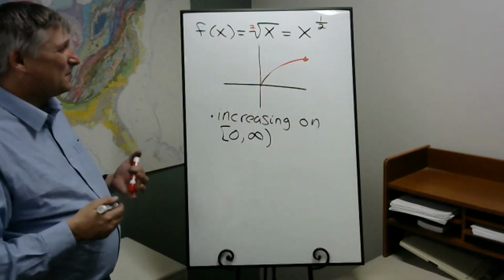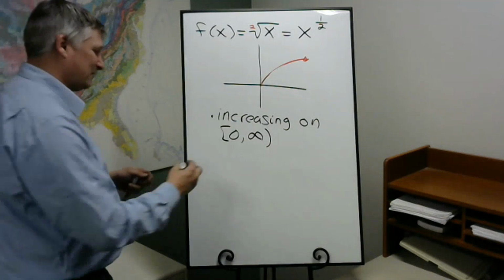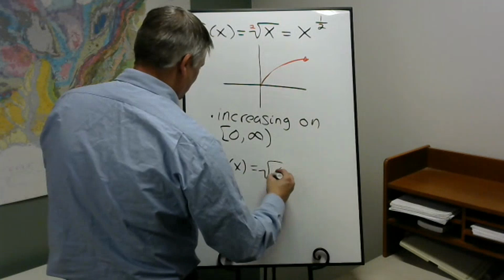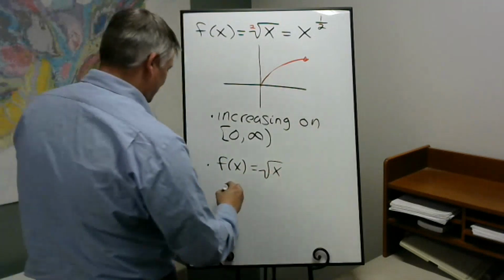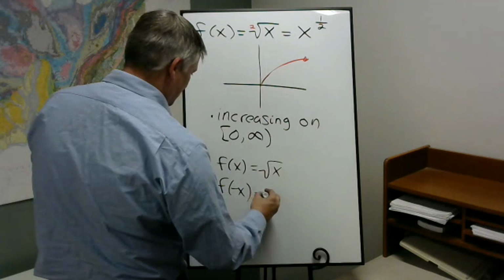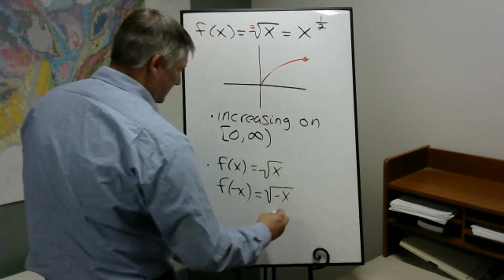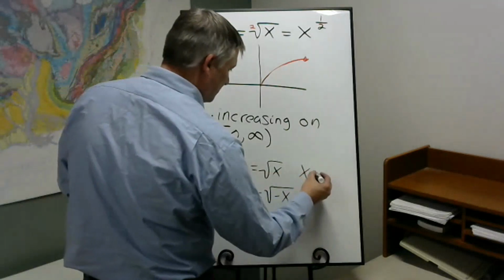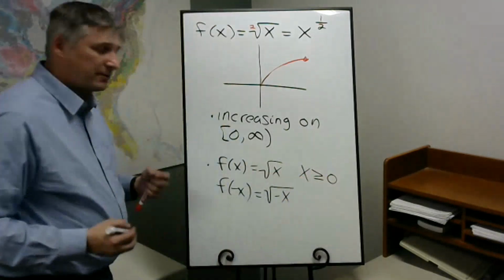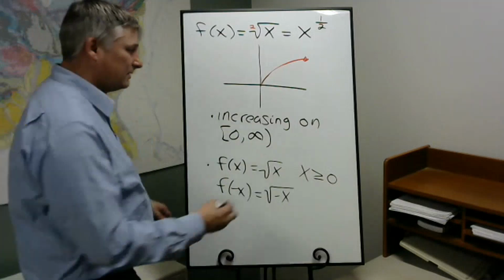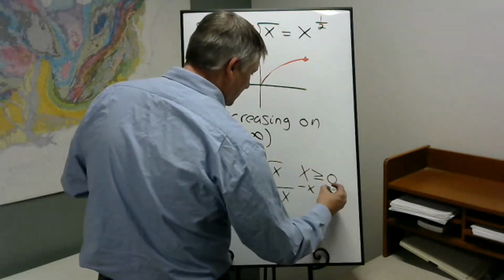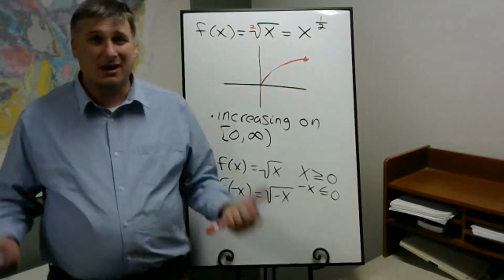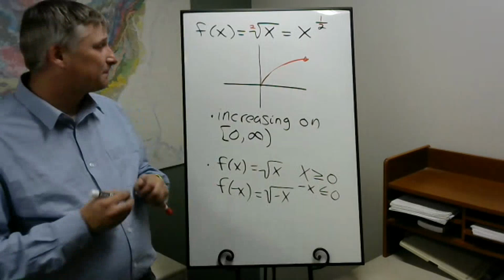As far as symmetry goes on this one, you can try to do a test, but you're going to run into a problem. Remember that x is greater than or equal to 0. So that means negative x is less than or equal to 0. So we're trying to take the square root of negative x. That's not going to work. So this test won't work.